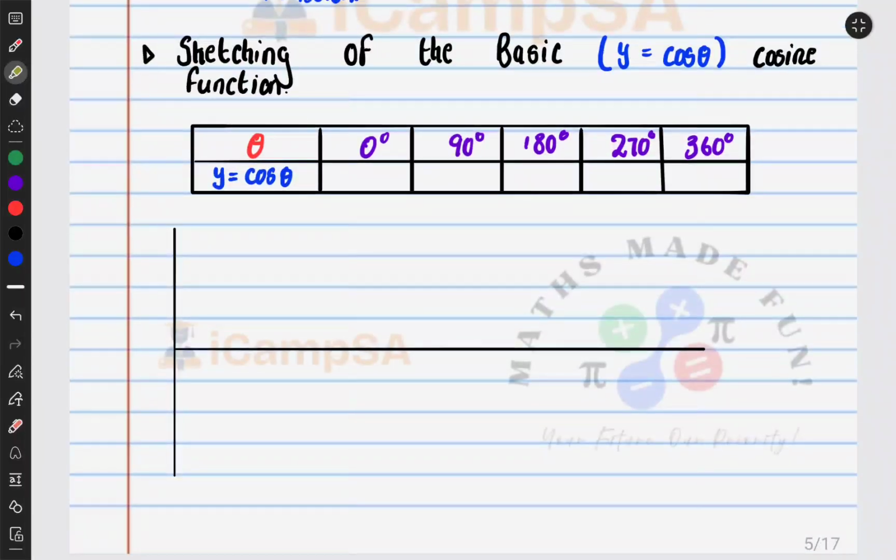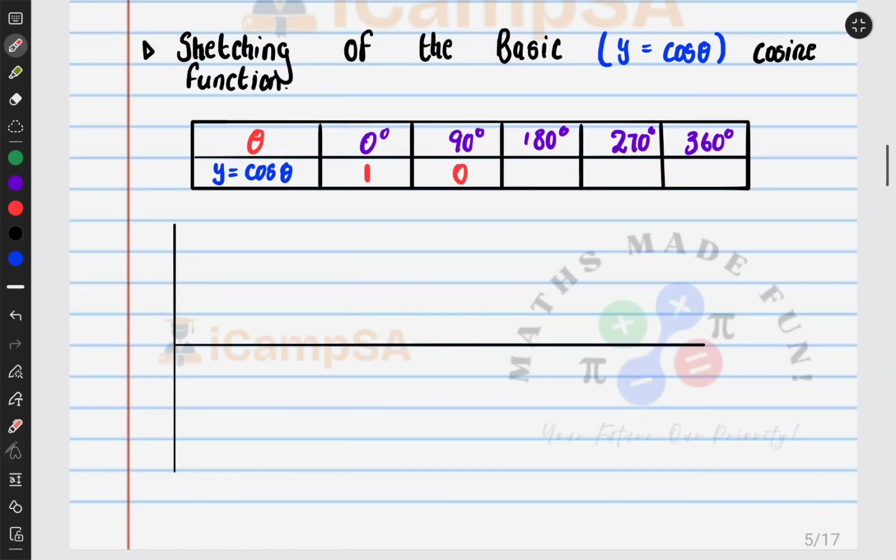Okay, so first thing first, we need to find the corresponding y values. Fill in the table, and then we can sketch our function. So you just go to calculator, you say cos 0, and you get 1. Cos 0 is 1, and then you go to cos 90, which is 0. You go to cos 180, which gives you -1, and then you go to cos 270, which is 0, and then you have cos of 360 degrees, gives you 1.